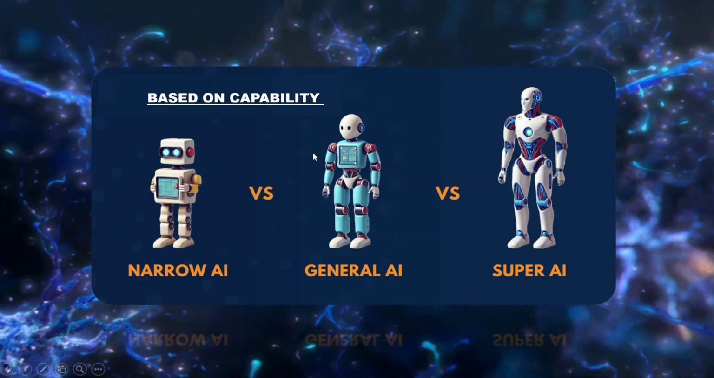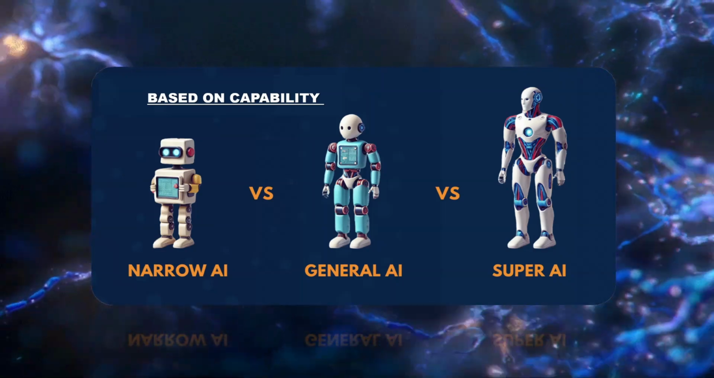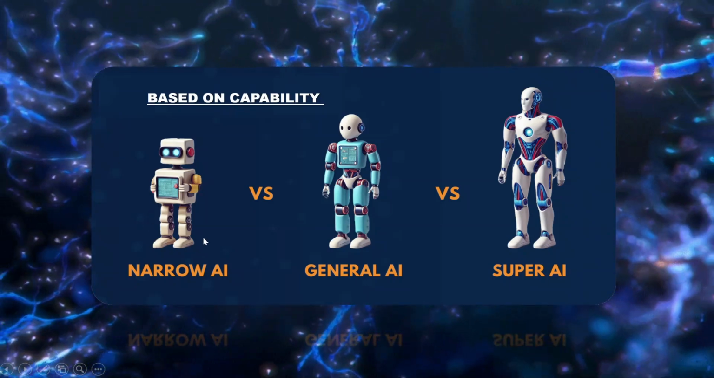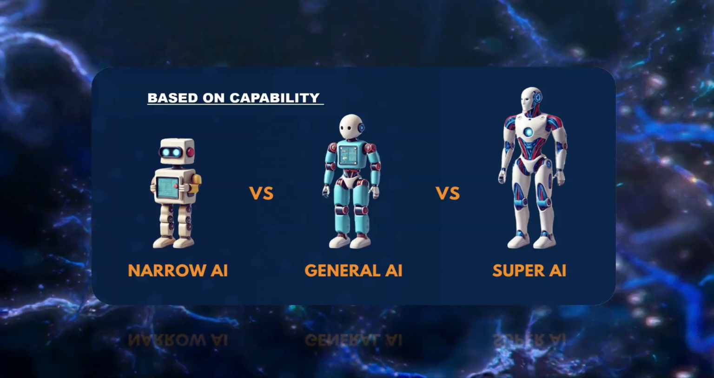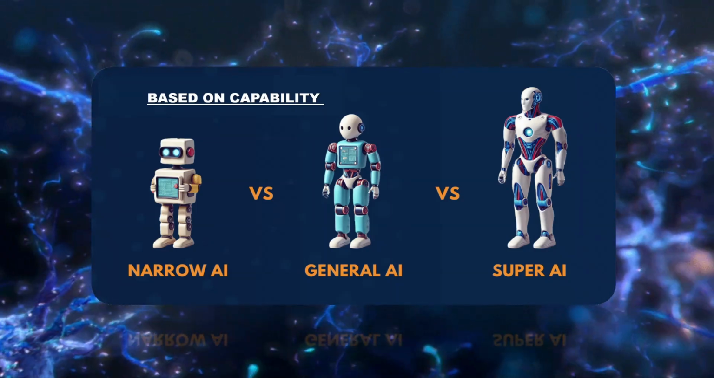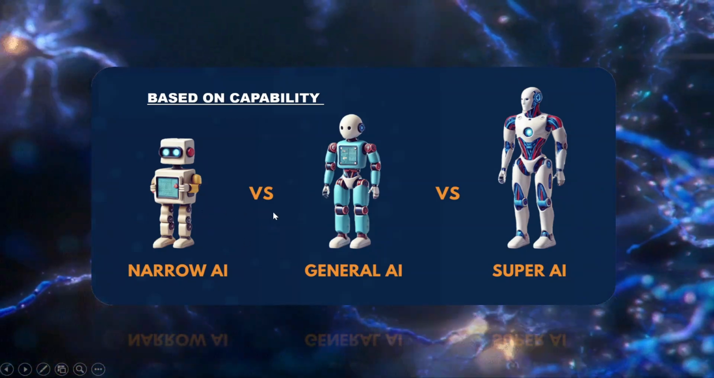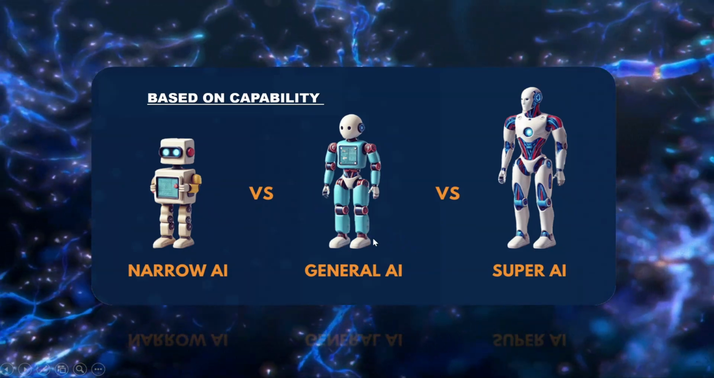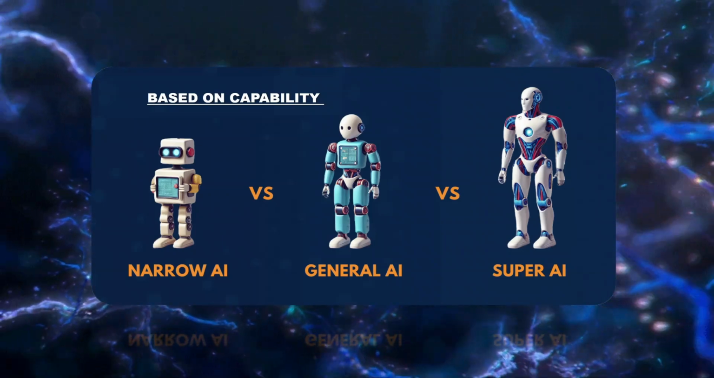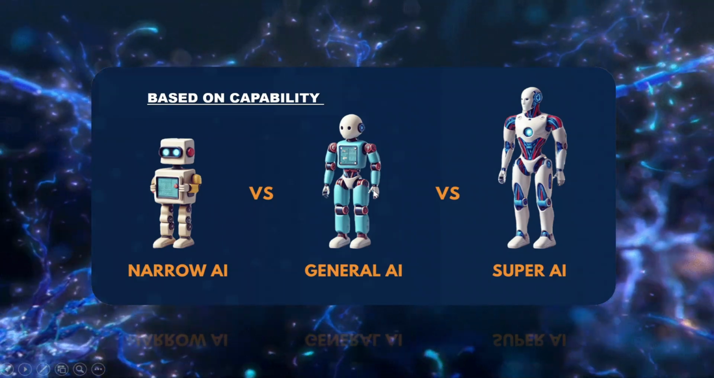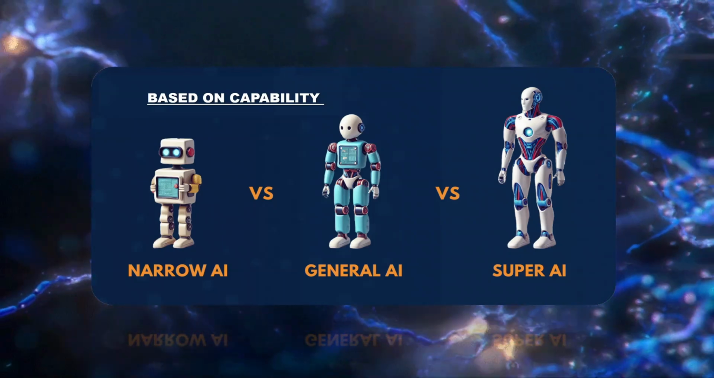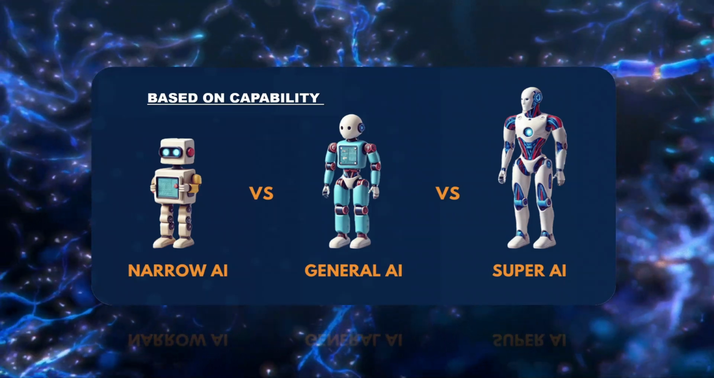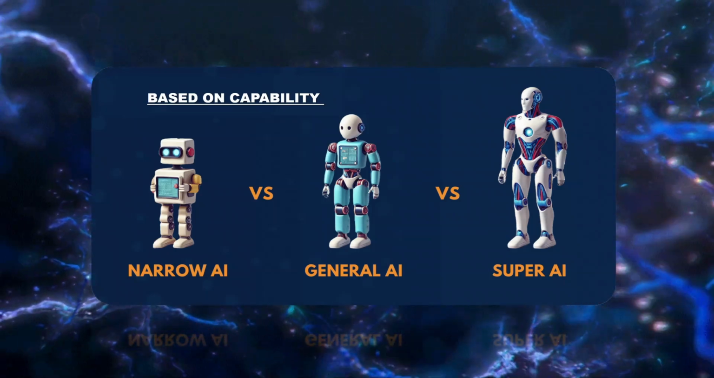So when you talk about capability, we talk about narrow AI. Narrow AI is specific, working without past experience, and it only works on a specific task. It is weak AI. Then there is general AI, which performs across multiple domains and reacts emotionally. And better than that is super AI, which performs everything and has self-awareness.